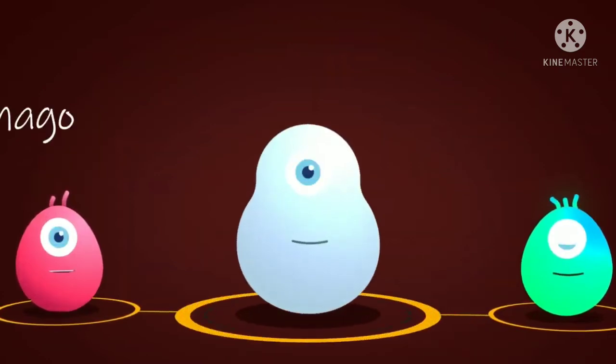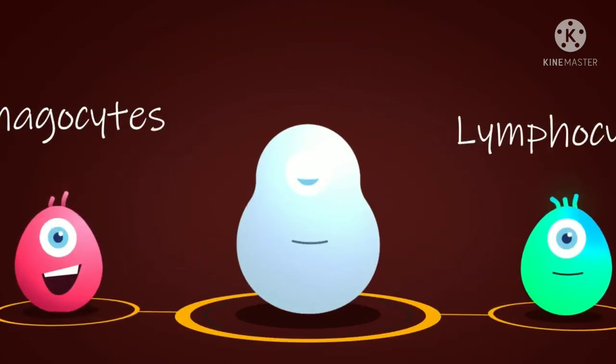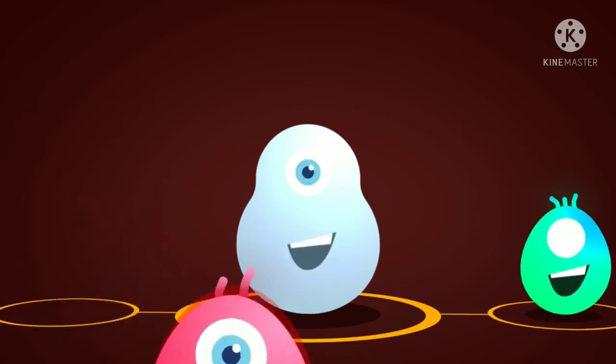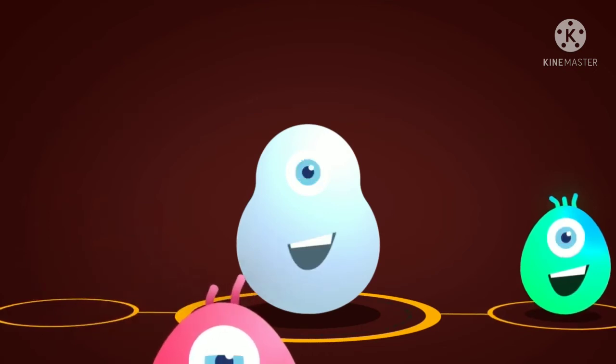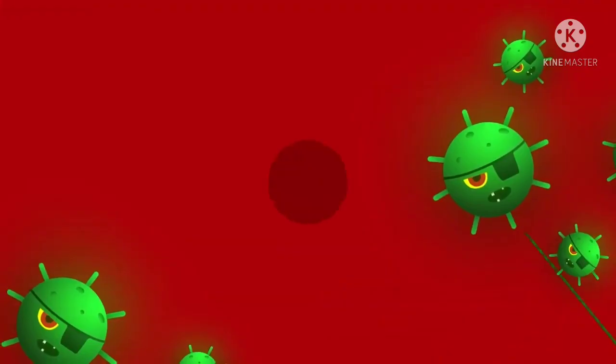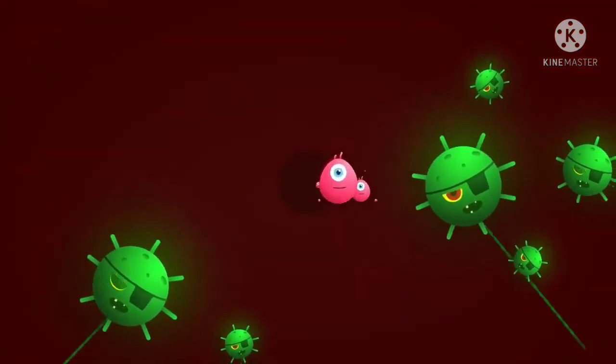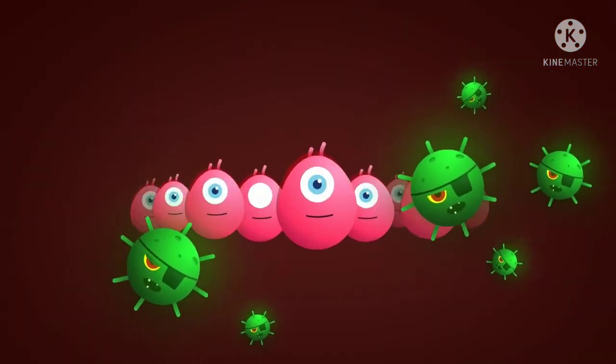There are two cells that make up the division of leukocytes, namely phagocytes and lymphocytes. The task of phagocytes is to act as an immune force when germs, bacteria, and viruses enter the fish body.